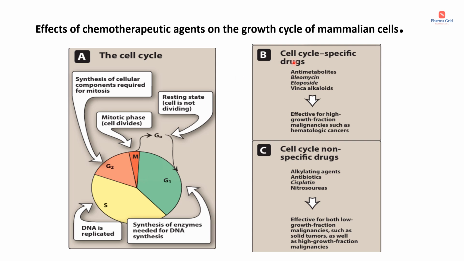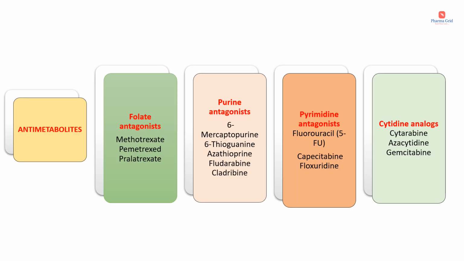Now, cell cycle specific drugs. Here you can see examples of anti-cancer drugs which are cell cycle specific, including antimetabolites, bleomycin, etoposide and vinca alkaloids. These cell cycle specific drugs are effective for high growth fraction malignancies such as hematologic cancers. Now cell cycle non-specific drugs. Examples include alkylating agents, antibiotics, cisplatin, nitrosoureas. These drugs are effective for both low growth fraction malignancies such as solid tumors as well as high growth fraction malignancies. So far we have completed the introduction portion of anti-cancer drugs.